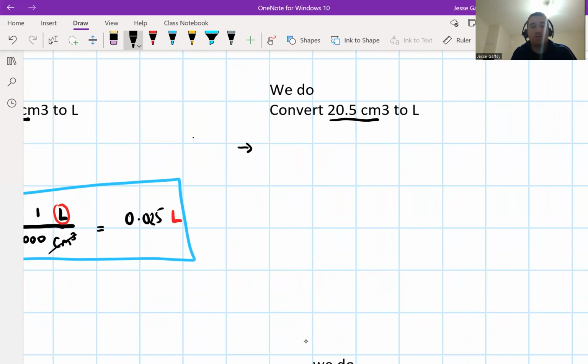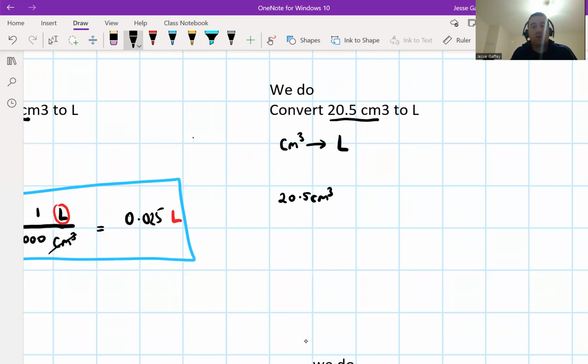It's very simple. So planning it out, we know we want to go from cm cubed and we want to go to liters. That's how we plan it out. This is what we have. This is what we want. So the next thing we're going to do is write down what we have. So what we have is 20.5 cm cubed.